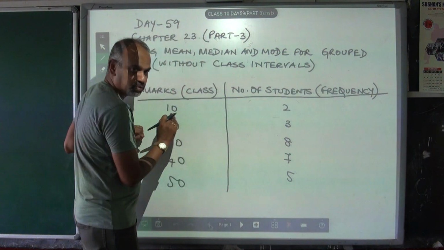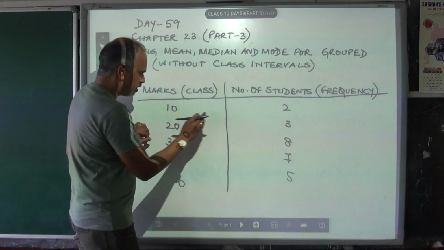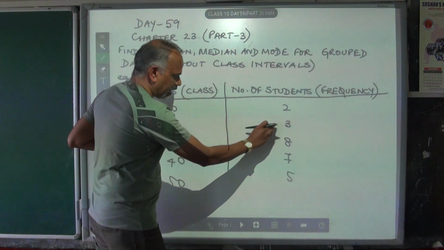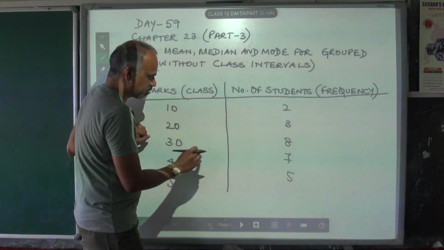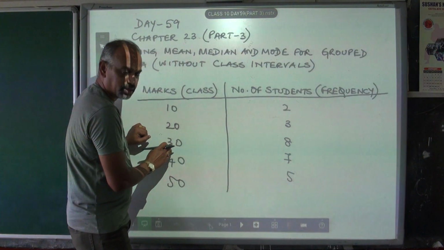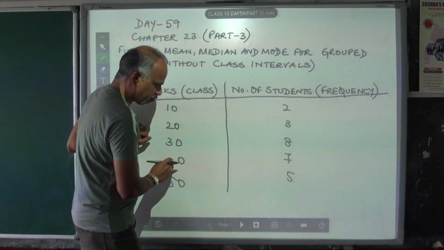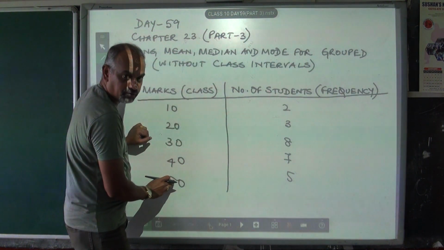So this table actually says that there are 2 students who got 10 marks. There are 3 students who got 20 marks. There are 8 students who got 30 marks. 7 students got 40 marks. 5 students got 50 marks.